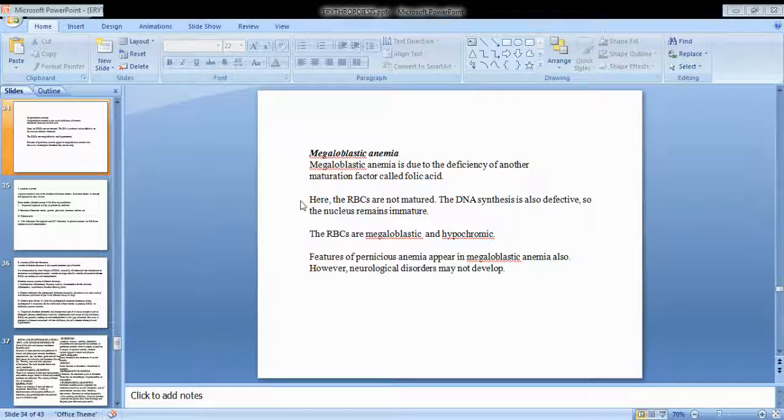And next is the megaloblastic anemia. It is because of the deficiency of the maturation factor called folic acid. When the folic acid is absent, it will lead to megaloblastic anemia. Here, because of the absence of folic acid, the DNA synthesis gets affected. It becomes defective, and the nucleus will become immature. So, what is the nature of the RBC? It is megaloblastic and hypochromic. Okay, so this will lead to neurological disorders.